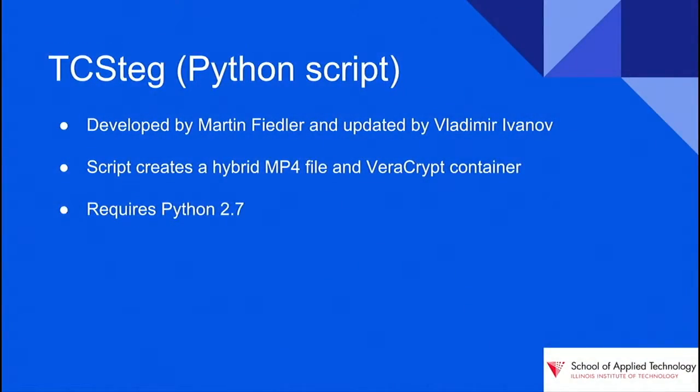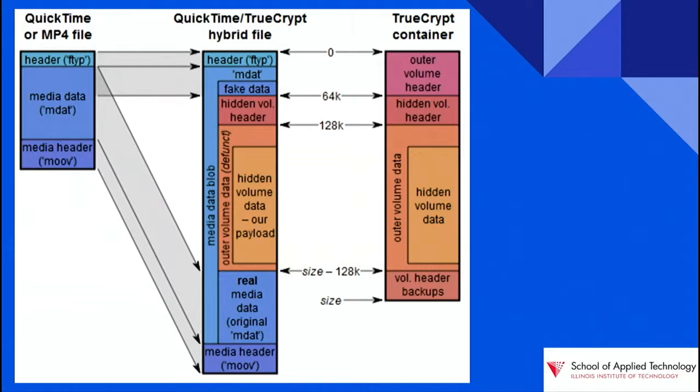So now we'll talk about the tool that is used. It's called TCSteg, and it is a Python script developed by Martin Fiedler and Vladimir Ivanov. The script creates a hybrid MP4 and VeraCrypt container. Here we're going to explain how the script works. You'll have your MP4 file, FTYP, MDAT, and MOV, and we will have the outer volume, and you need to have an inner volume created.